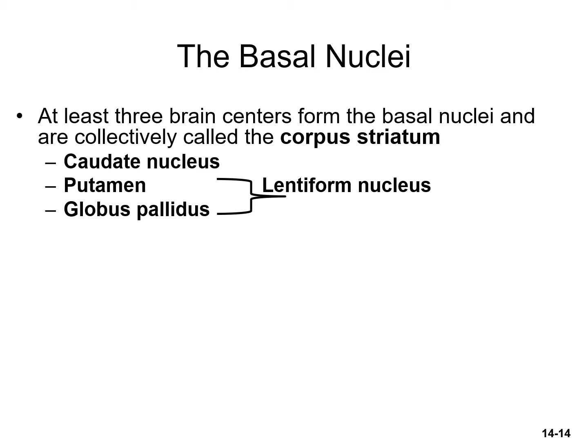The basal nuclei, as far as classification, there is some disagreement as to which parts of the gray matter to classify as basal nuclei, but at least 3 are generally agreed upon. So at least 3 brain centers form the basal nuclei and are collectively called the corpus striatum: the caudate nucleus, the putamen, and then the globus pallidus. And the putamen and globus pallidus together are known as the lentiform nucleus because they have a somewhat lens-like shape to them.